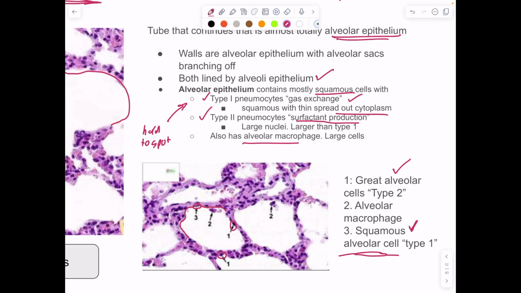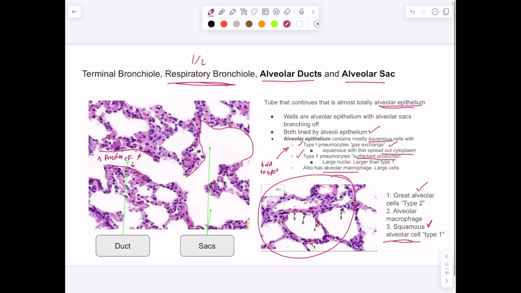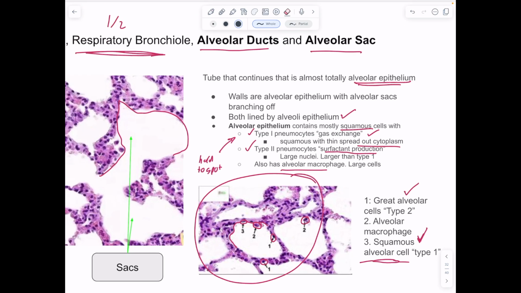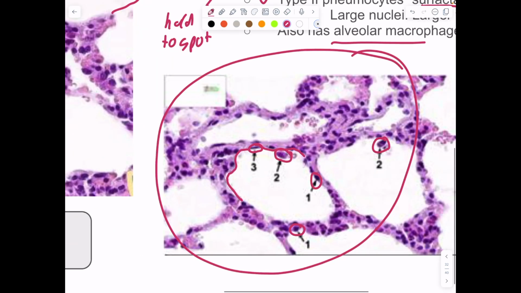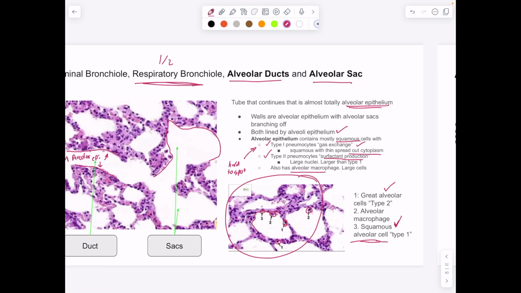So if it's super flat and you're clearly in lung tissue here with no ciliated columnar epithelium, you're like, okay, I'm clearly in an alveolar duct, alveolar sac region. Then you're like, I see a squamous cell, that's going to be my type 1 alveolar cell, which does gas exchange, all right? Then you look for, on the surface, our nice fat macrophages, which have a whole lot of cytoplasm. They're large cells. And then also on the walls, we have our type 2s, which are going to have a big fat nucleus, and they do our surfactant production.